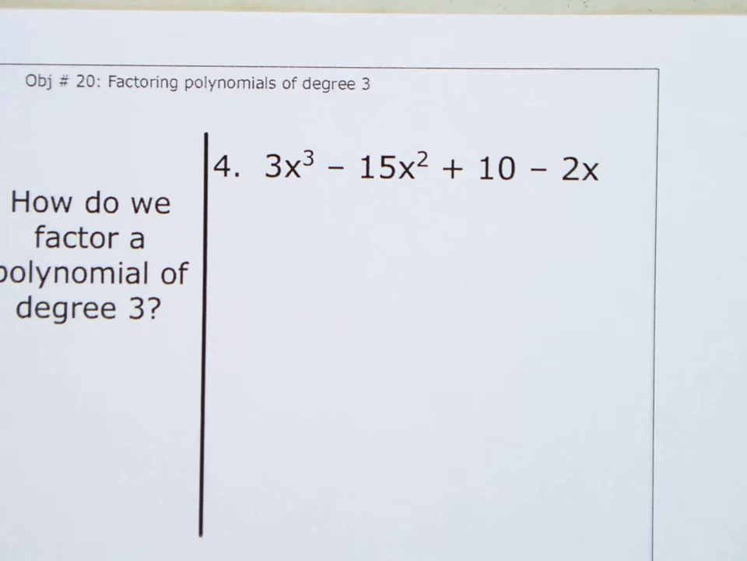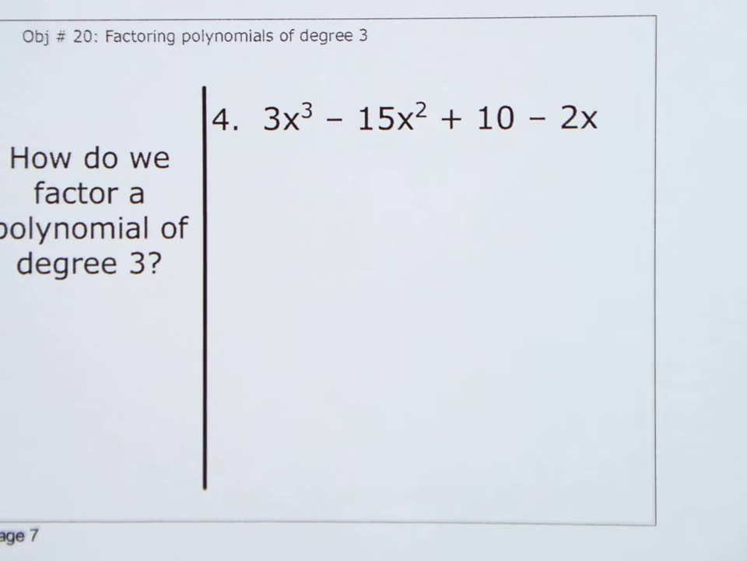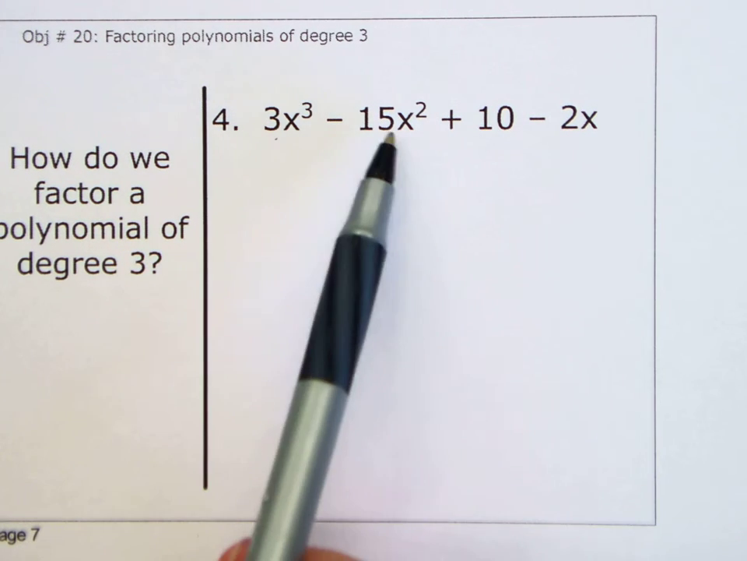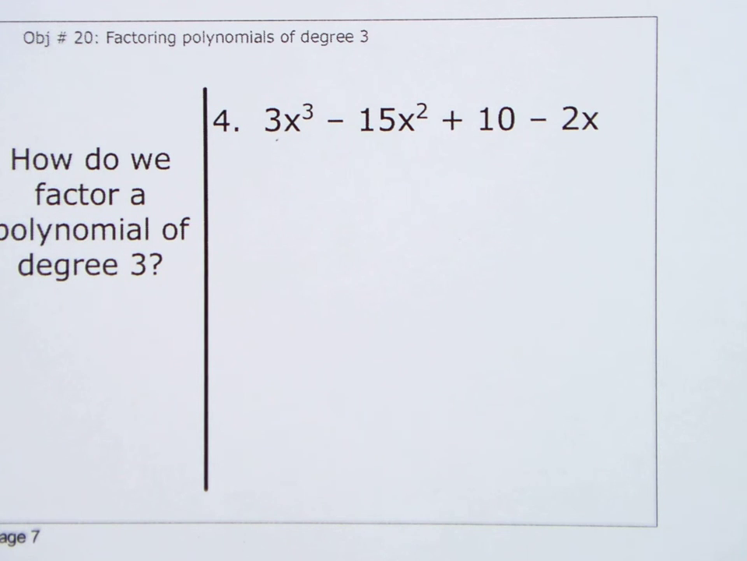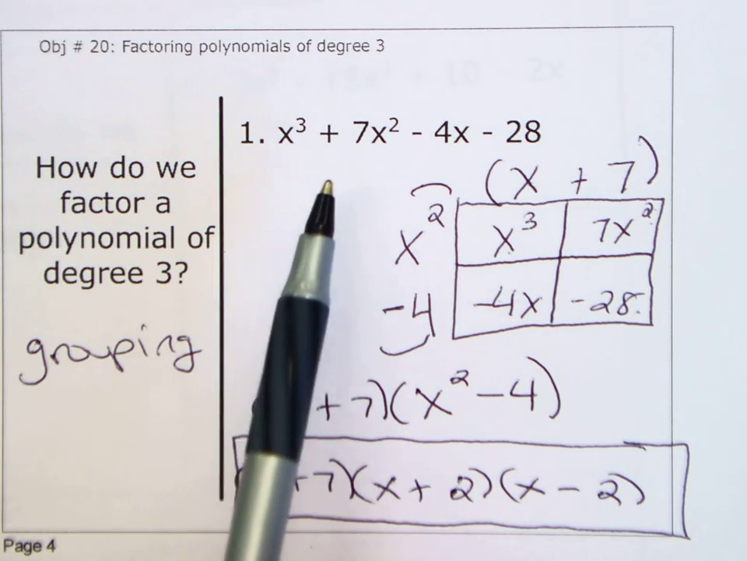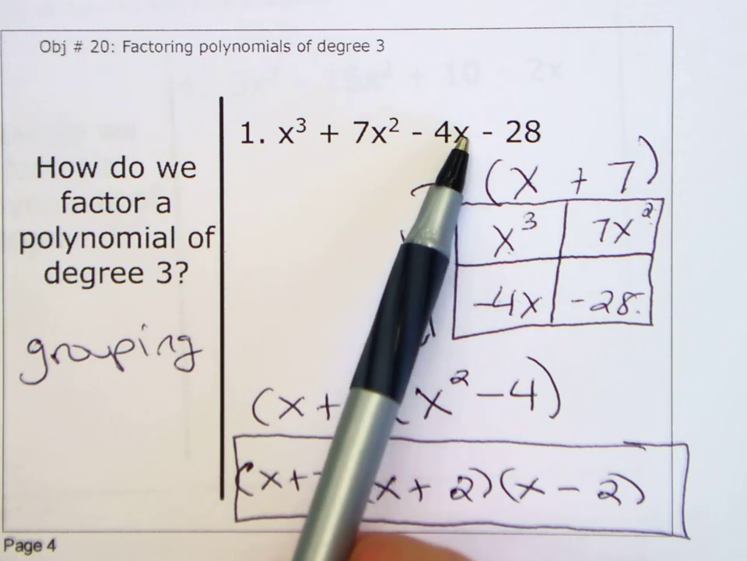Now look at this one. What do you notice about this one? First off, is there a GCF everywhere? There's not. This one looks weird though. How does this one look different? Notice, look at number 1 for a second. How did the x's go? It went 3, 2, 1, nothing.